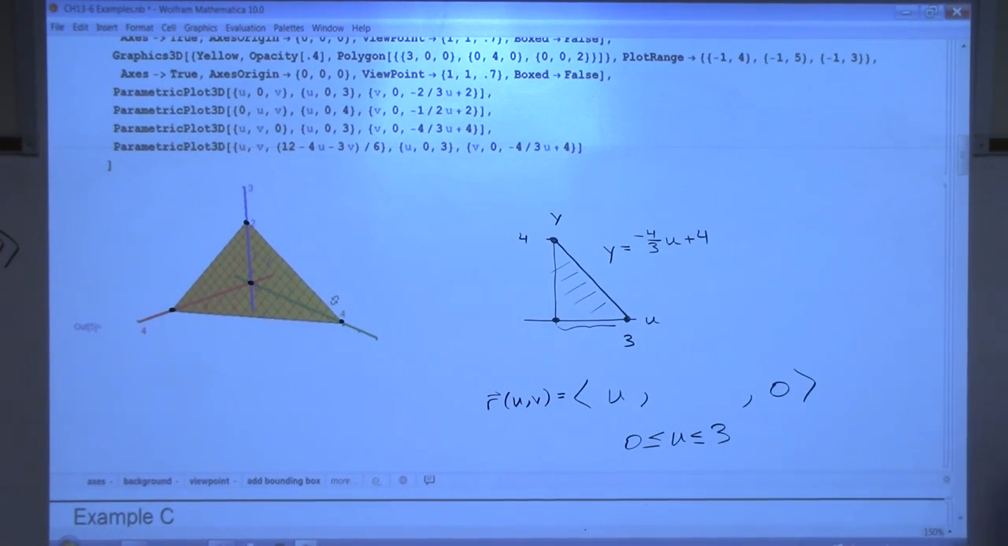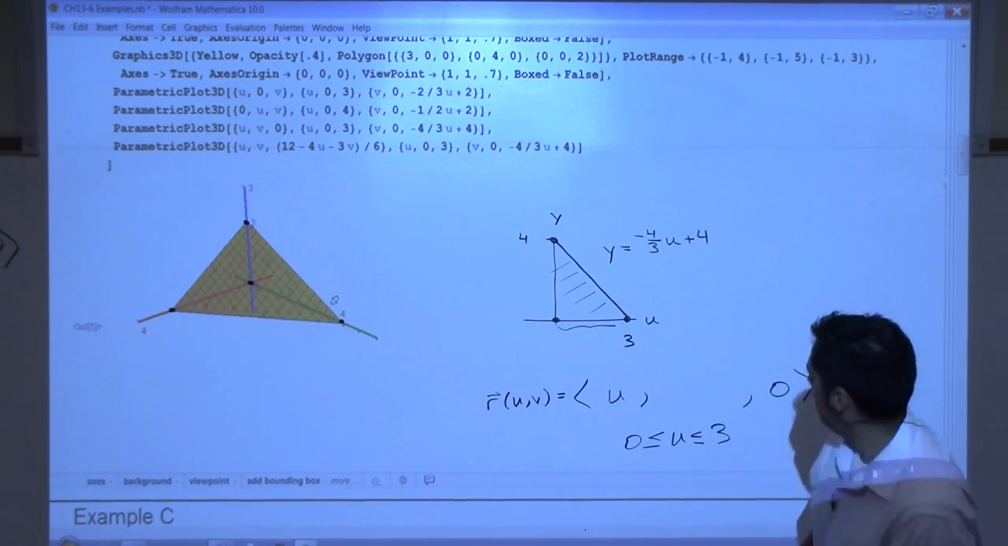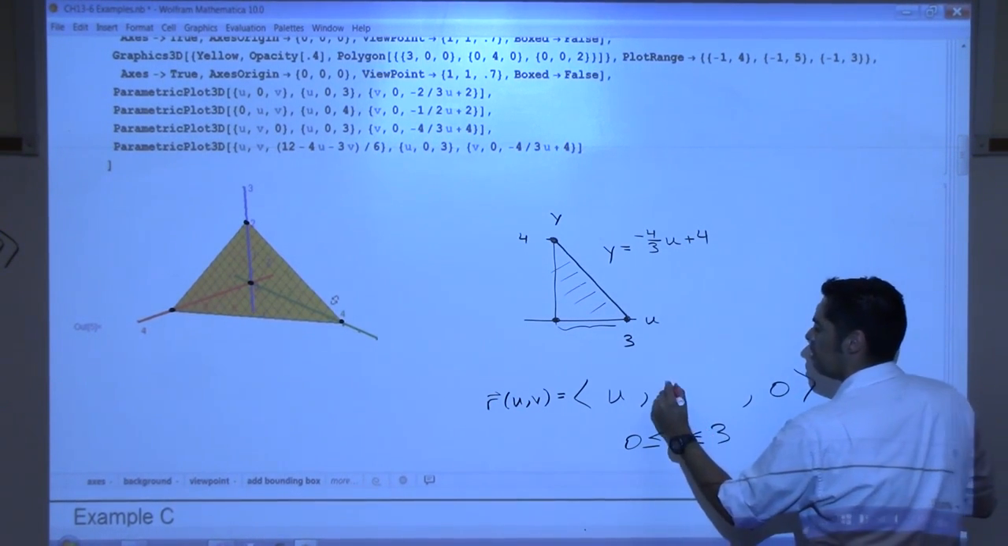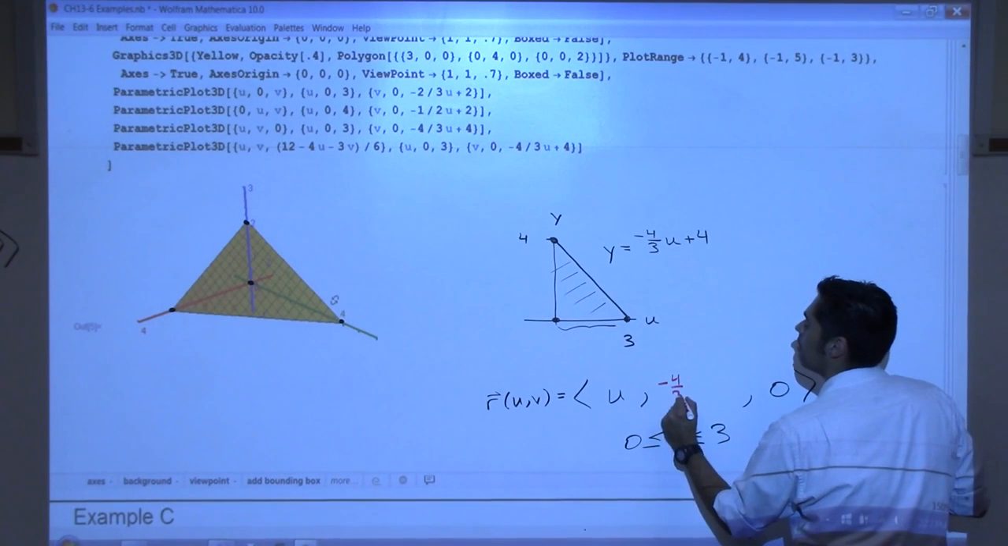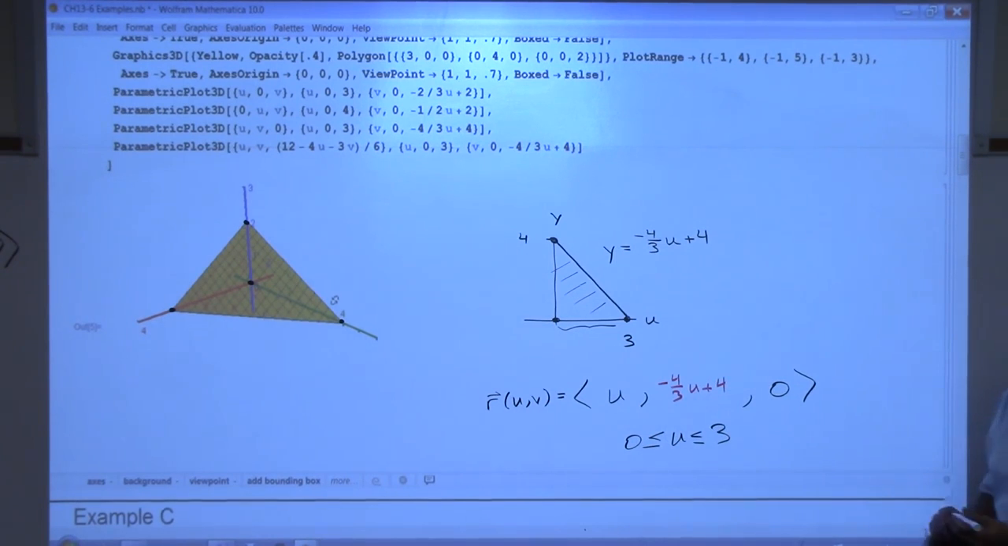Yes? Here's the mistake that people will make. What they will do is say, oh, okay, well, that tells me what my y is, right? So my y is negative 4/3 u plus 4. They put that there. Why is this incorrect?